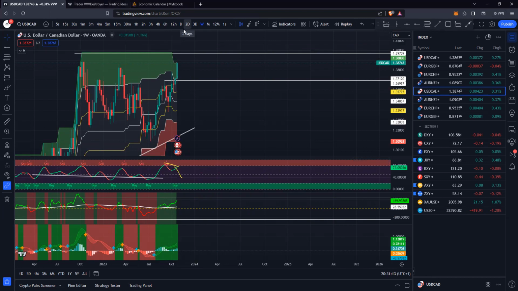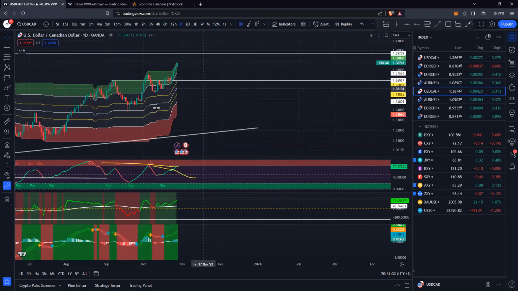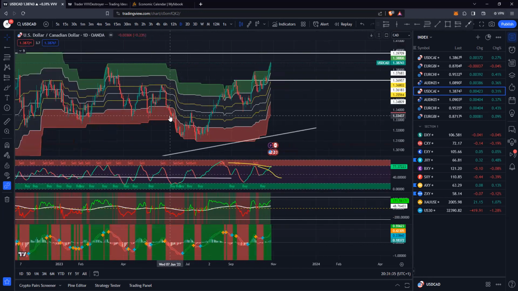But right now, as you see, it's mostly a bullish movement, and right now the bears don't stand a chance. There's nothing to say, yeah, we are going for the bear side. Okay. Let's see what we can see on the daily chart.